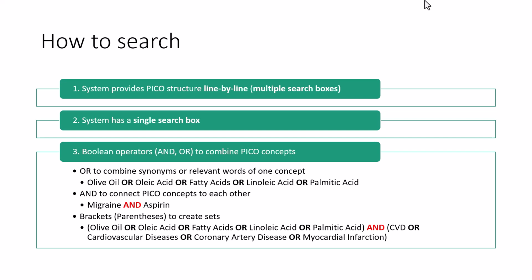And we usually use Boolean operators to combine the PICO concepts. How it works: if you want to combine the synonyms or relevant words of one concept, we use OR. In this case, I'm using olive oil, or oleic acid, or fatty acid, or linoleic acid, or palmitic acid. And these are the contents of olive oil. Some people would say that we don't need that because we are just interested in olive oil and just search olive oil, or others would say that we need just the first two. The thing is that if you want to combine the synonyms and the relevant words of one concept, use OR.